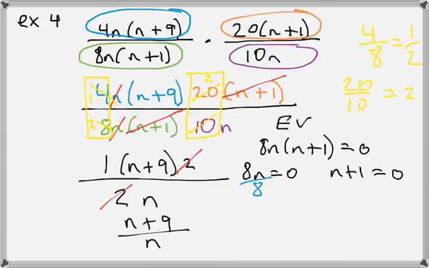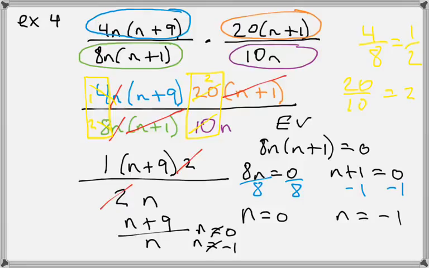So here I divide by 8, and I get n is equal to 0. The other one, I'm going to subtract 1 from both sides, and I'm going to get n is equal to -1. So these are both excluded values, so I need to write those down. n cannot equal 0, and n cannot equal -1, and then I need to erase to make some room to check my other denominator.